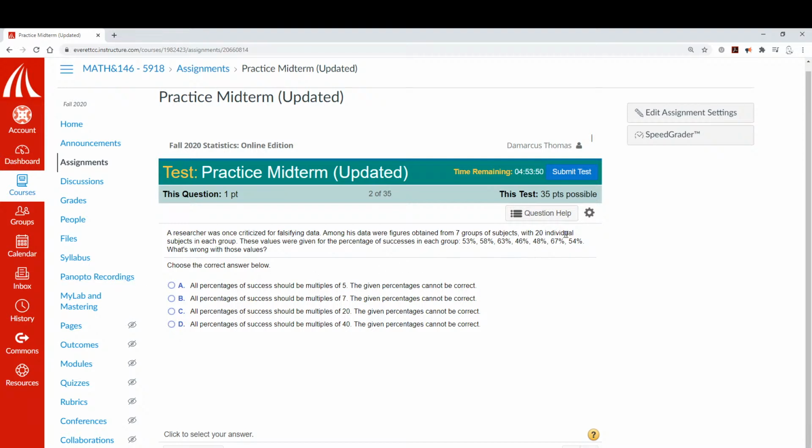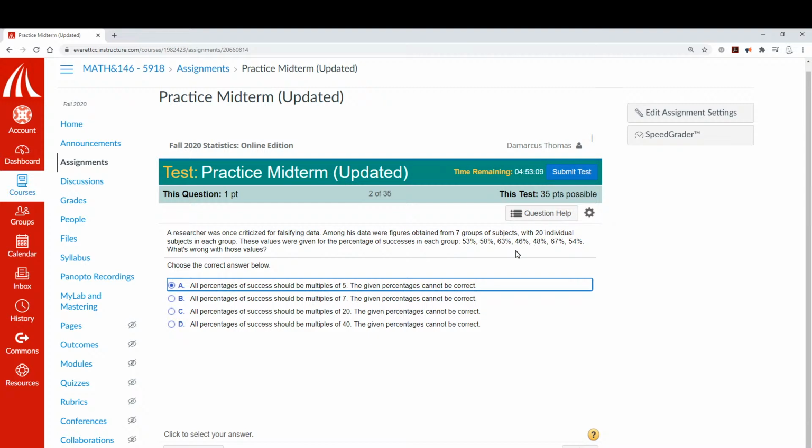Because there are 20 individuals and you're trying to calculate the percentage of success of each group, 20 is that type of number to where every percentage is going to be either 5, 10, 15, 20, 25, 30, 35, 40, 45, 50, 55, 60, 65, 70, 75, 80, 85, 90, 95, 100%. The percentages should be multiples of 5. That's the thing about 20.